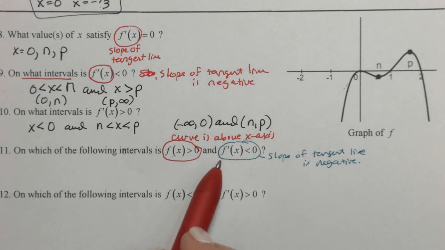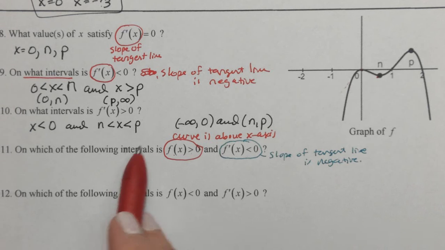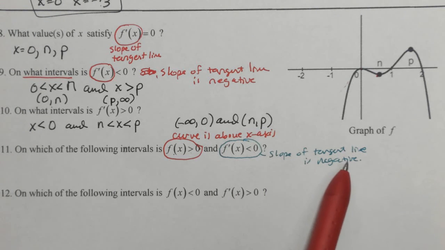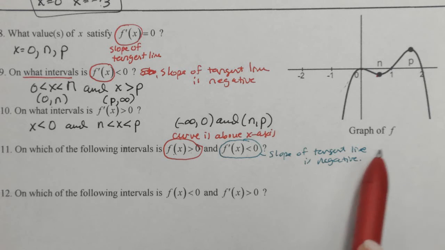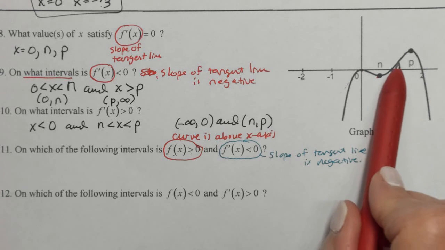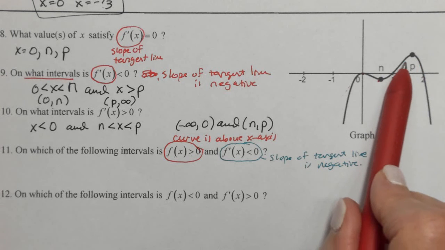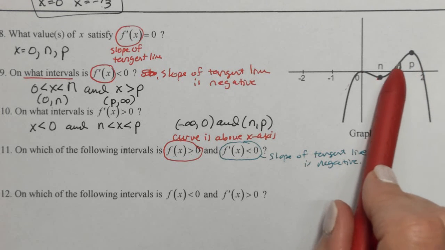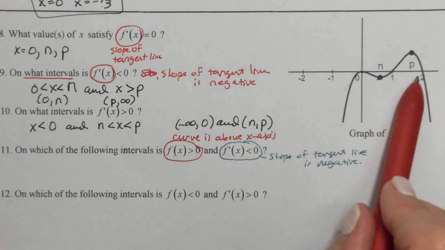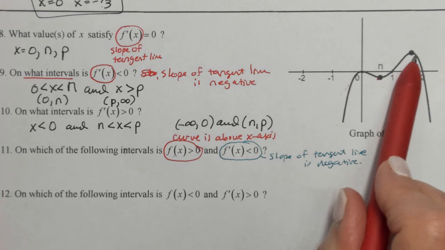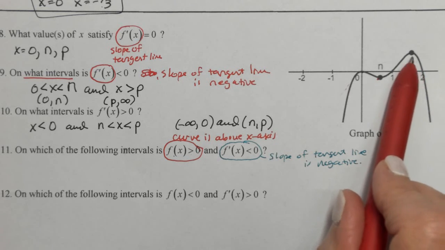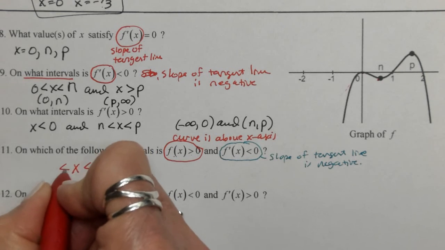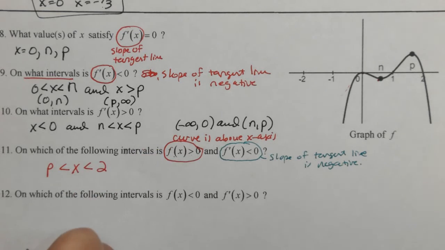So I'm going to look for intervals where the curve is above the x-axis and the slope of the tangent line is negative. Well, this curve is above the x-axis only right here. And on that piece, the slope of the tangent line is negative only here. So from p to 2. So x is between p and 2.